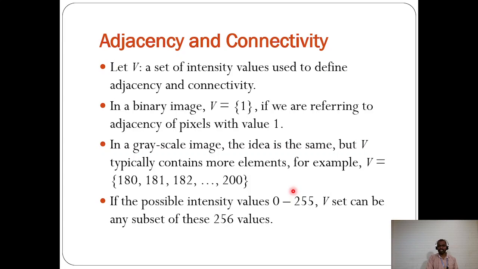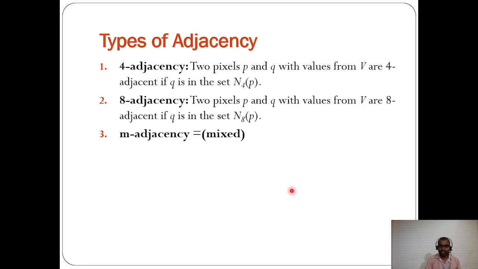So the next one is adjacency. We have discussed 4 adjacency, 8 adjacency and m adjacency. Two pixels p and q with values from V are 4-adjacent if q is in the set N4 of p. Suppose you take the two pixels p comma q. When you say it is 4 adjacency, the q value is there in the N4 of p, the 4 neighbors.